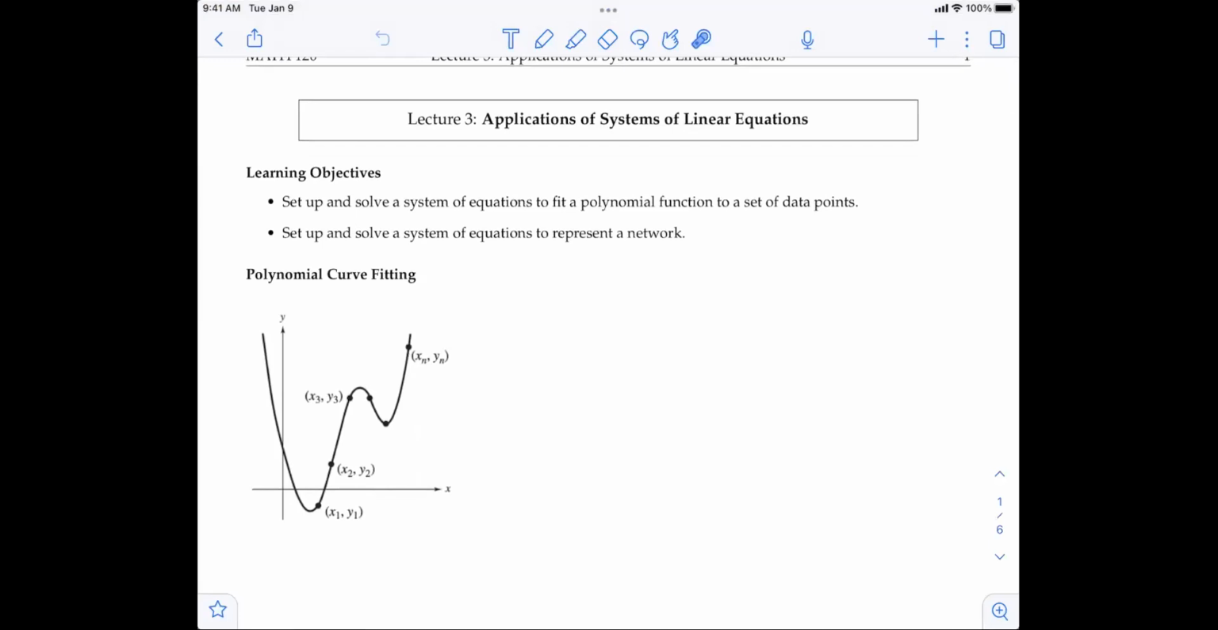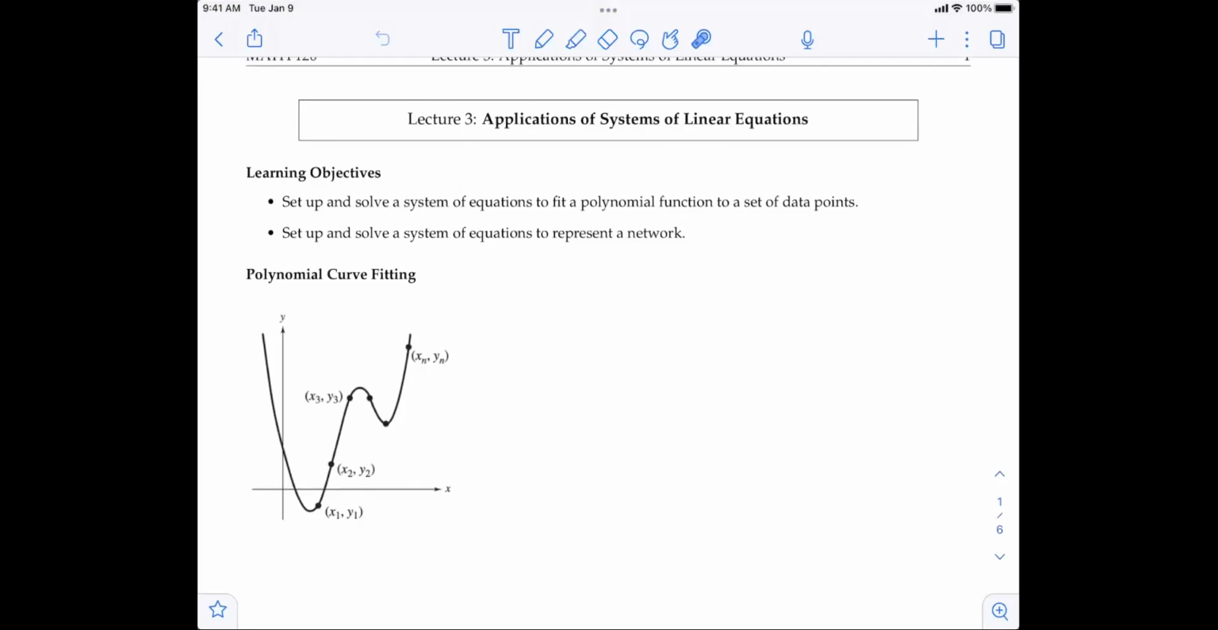The second application is we can use the system of equations to understand the flow in a network. This network can be fluid flow through a pipe, or it can be a traffic flow, right? And there are other applications like the current flow in electrical engineering. But that's for another topic. So again, the focus of this lecture is on two applications of system of linear equations.